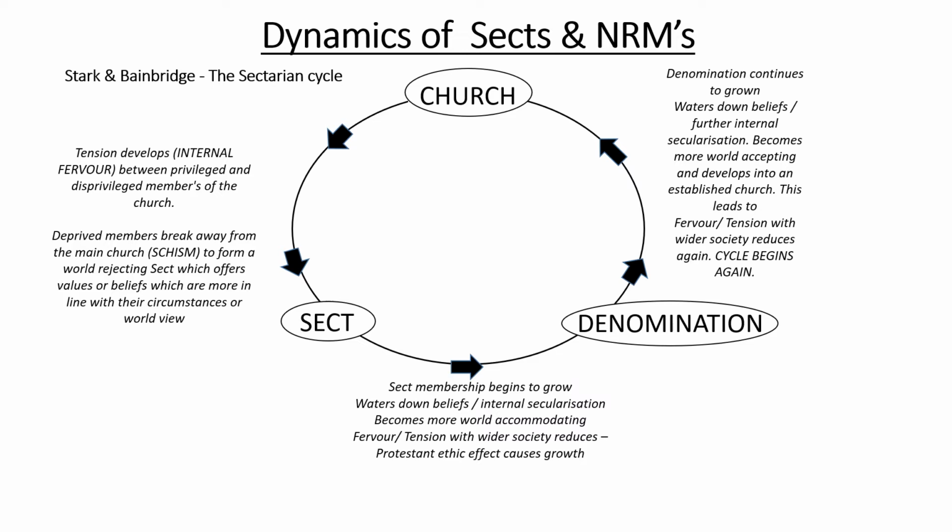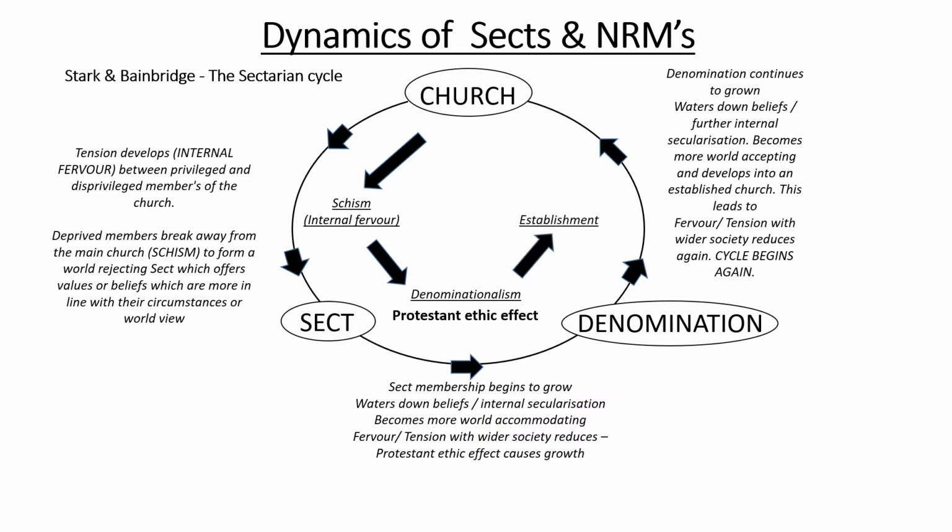And then what happens is the cycle will repeat. We'll see this new church, we'll see the internal fervor and conflict, and the breakaway group who form a sect. That sect will then potentially grow into a denomination, particularly linking it to the Protestant work ethic, so people see the sect members gain status, wealth, success, and will join because they want the same. As it grows into a denomination, it will turn to establishment, so it will become a church. It will establish itself, and then we come back to the church and the cycle repeats over and over again.